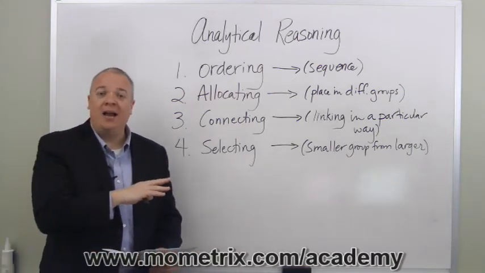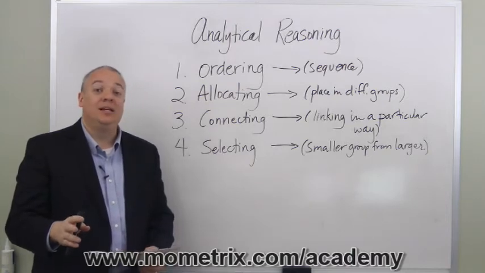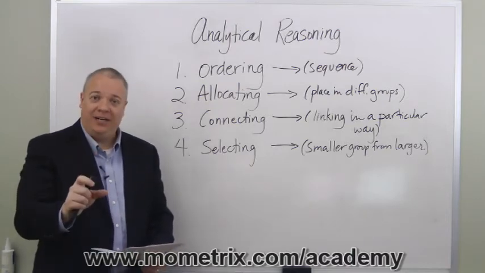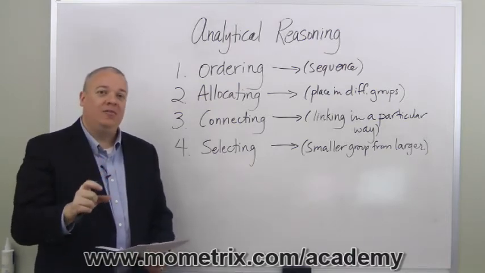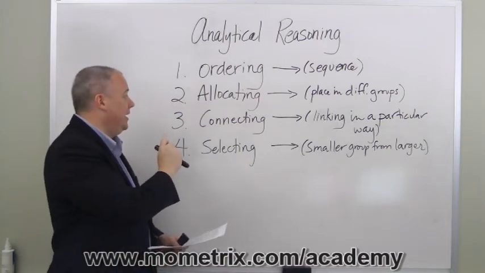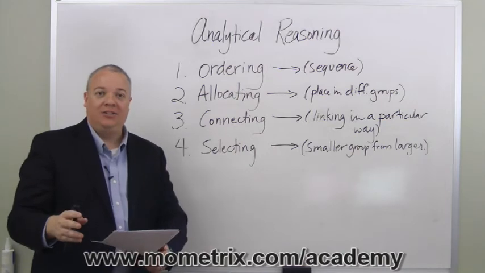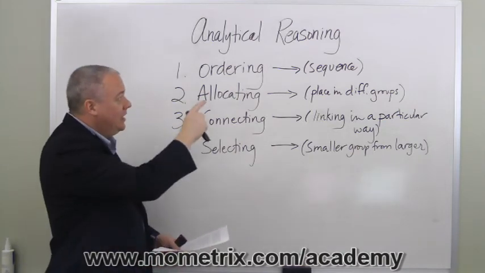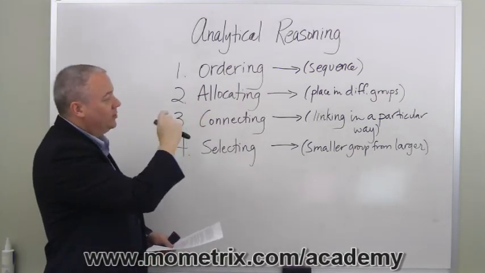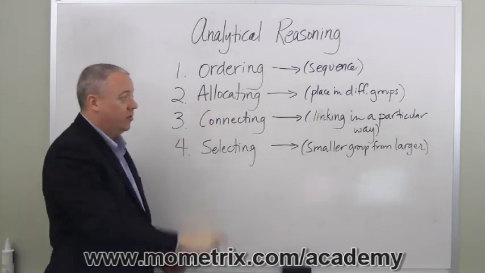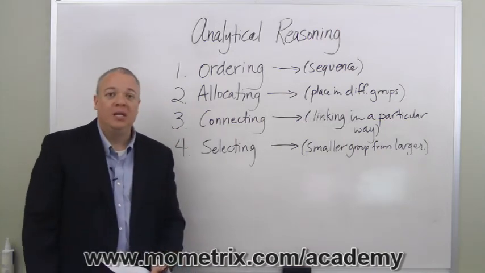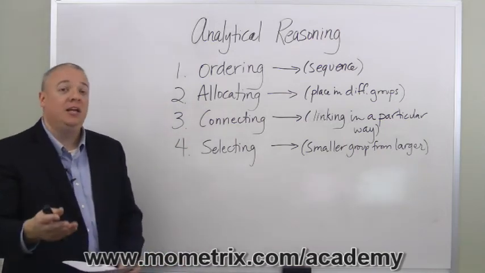So if you remember these categories, when you get to the analytical reasoning section of your test, if you can identify what they're asking for in that question, whether it's ordering, allocating, connecting, or selecting, then you're already partway to the correct answer. You know what you're looking for. A sequence, placing in different groups, linkages, or a smaller group from the larger group. I hope this little tip will help you when you're taking your test.